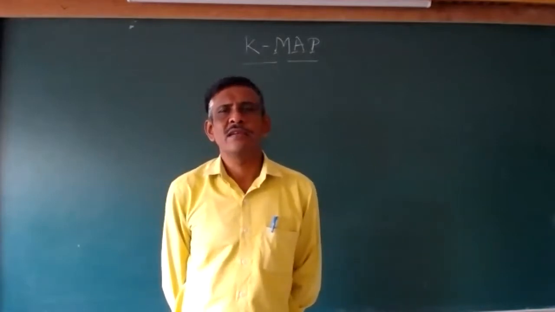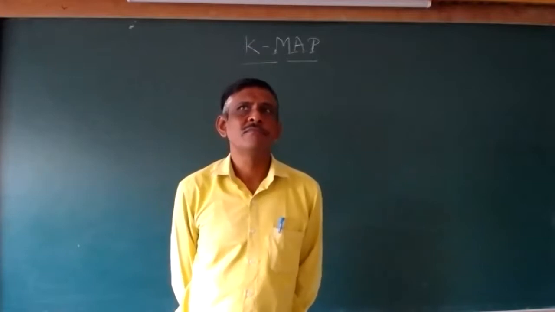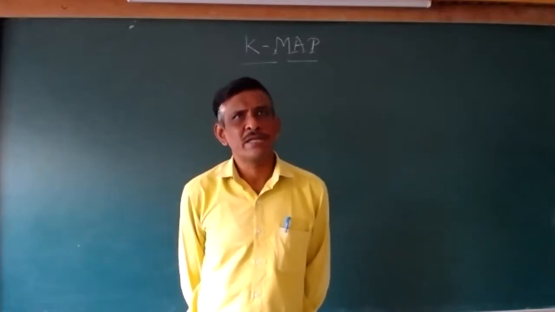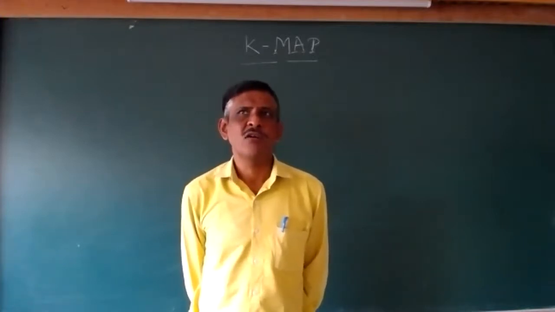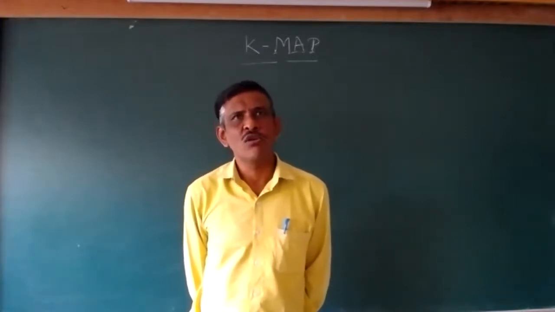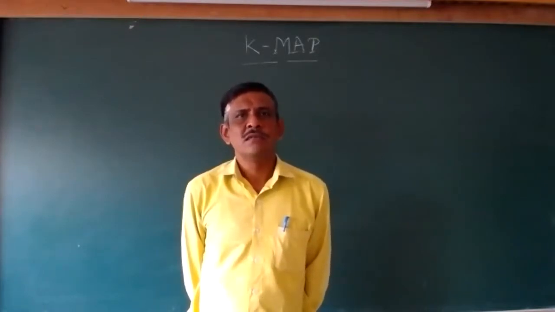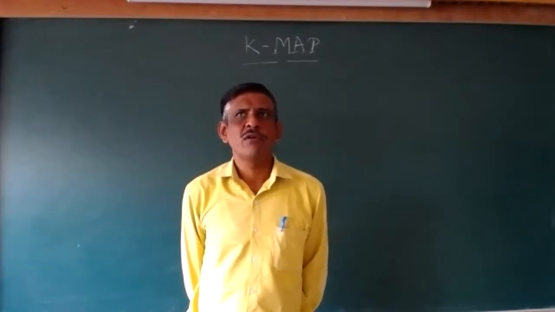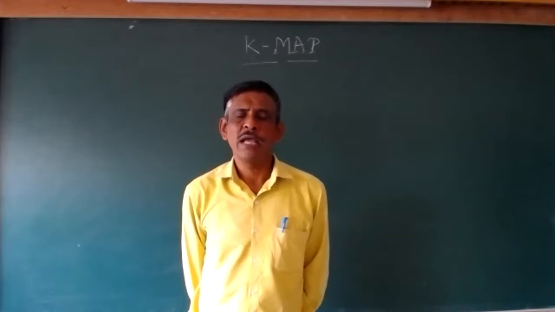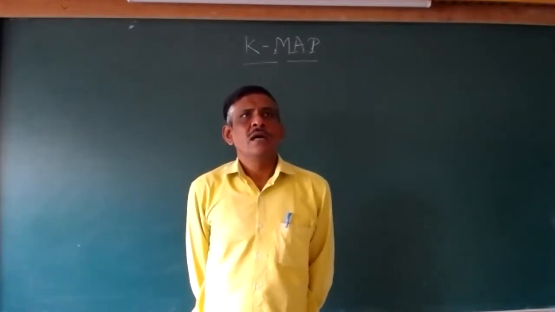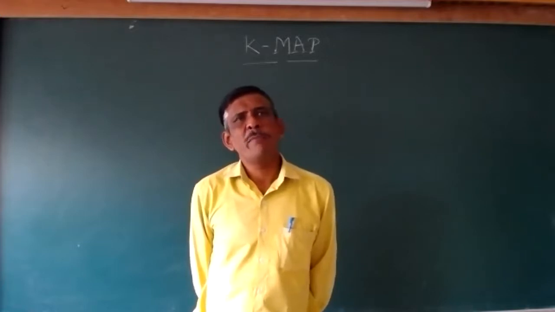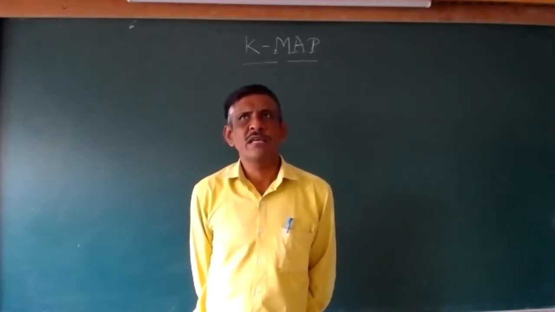So it is K-map. Again, it looks like a truth table, but the way of solving and simplifying the expression is a different method. That's why it is called Karnaugh map. This map was developed by a person called Karnaugh, so that's why we call it Karnaugh map or K-map. Again, this Karnaugh map also starts with the same thing we have learned in case of truth table.